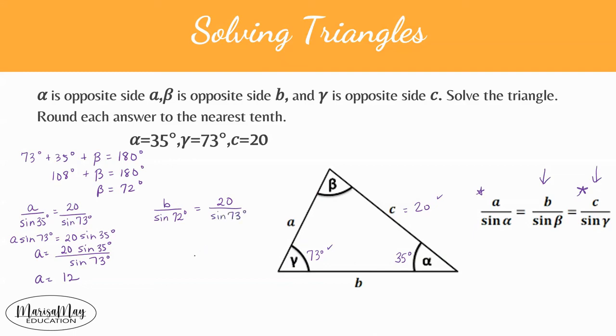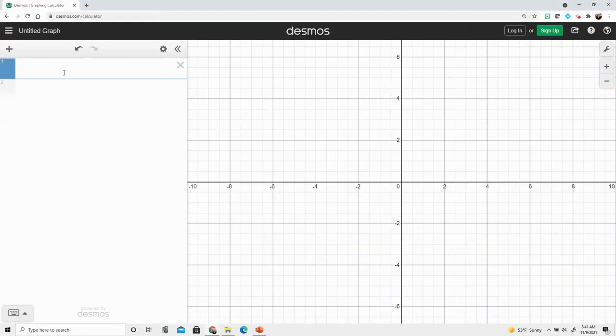And again, just like before, I'm not going to type those in my calculator. Instead, I'm going to cross multiply. B sine of 73 equals 20 sine of 72. And then I'm going to divide by the sine of 73. And now I'm ready to type it in my calculator. So let's go back to Desmos. We're already in degree mode, so I'm just going to type it in. And again, I'm rounding to the nearest tenth, so I'm going to get 19.9 here.